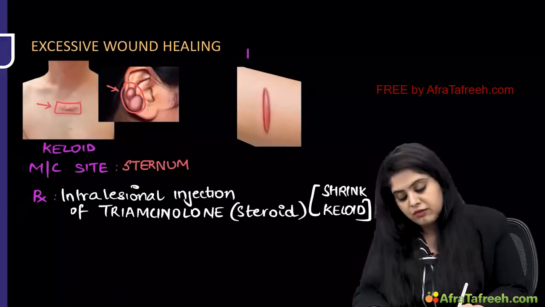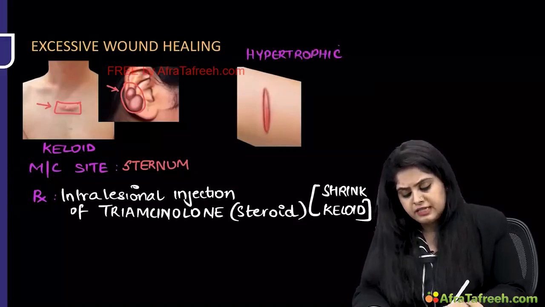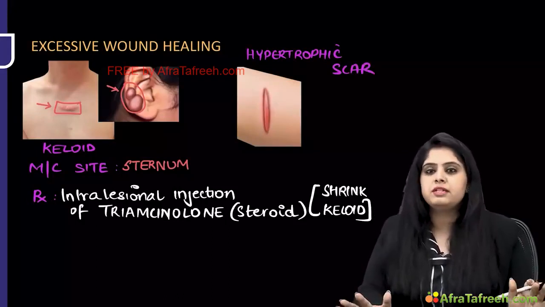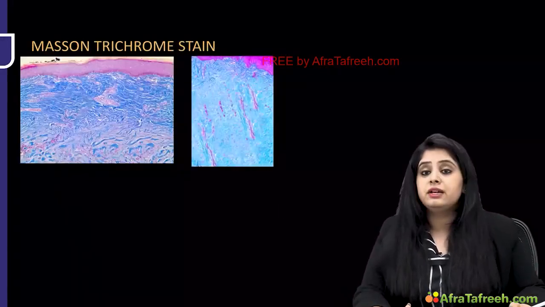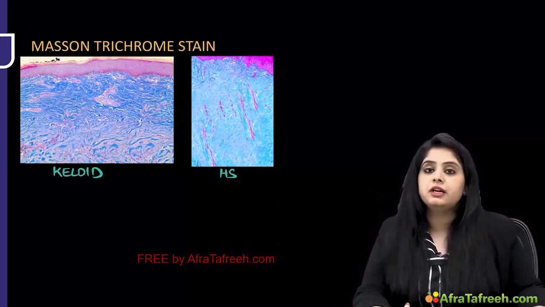The other one that you have over here is a hypertrophic scar. Hypertrophic scar is usually self-limiting. It is excessive, but it is usually self-limiting. You don't need any treatment. It will heal on its own. But if you ask me, how are you going to look at these two under the microscope, ma'am? So this is the picture that you have of a keloid, and this is the picture of a hypertrophic scar.